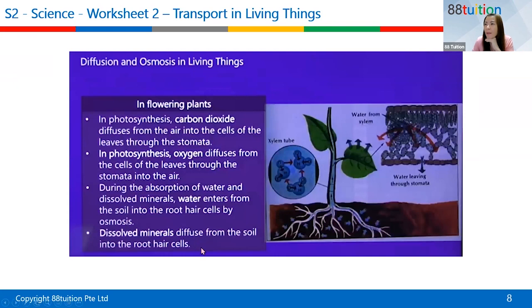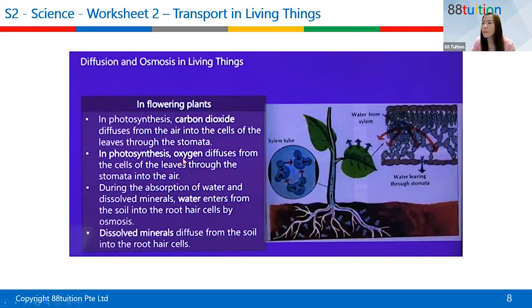And in plants, carbon dioxide diffuses from the air into the cells of the leaves through the stomata. In primary school, you only learn that carbon dioxide will enter the leaf through the stomata. The correct word is diffusion. It diffuses from the air into the leaf through the stomata.